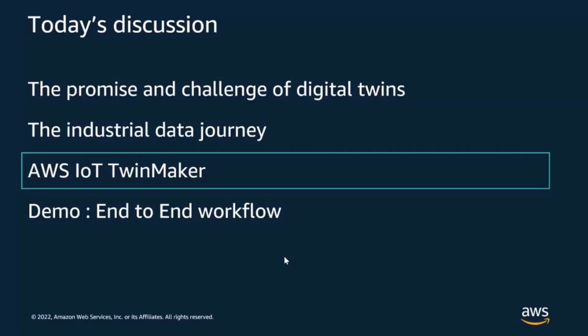So thanks, Asim. It's Brian again. I want to talk now about having looked at the promise and challenge of digital twin and having looked at digital twin in the continuum of the industrial data journey. Let's talk specifically about AWS IoT TwinMaker and how it helps to address some of these challenges we've spoken about.